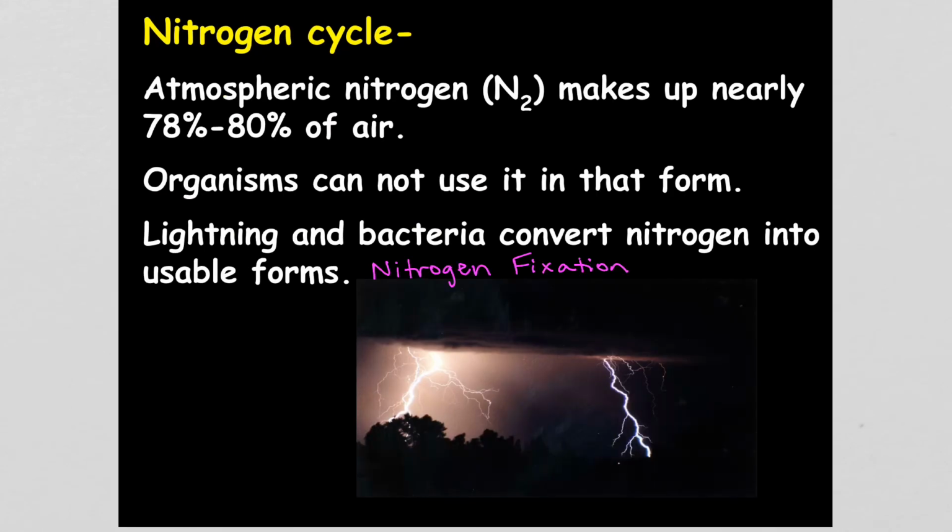All right, finally, the nitrogen cycle. A lot of people think that the atmosphere is made up mainly of oxygen. It's actually 78 to 80% of air is made up of nitrogen gas, or atmospheric nitrogen. Organisms, we can't actually use it in that form.